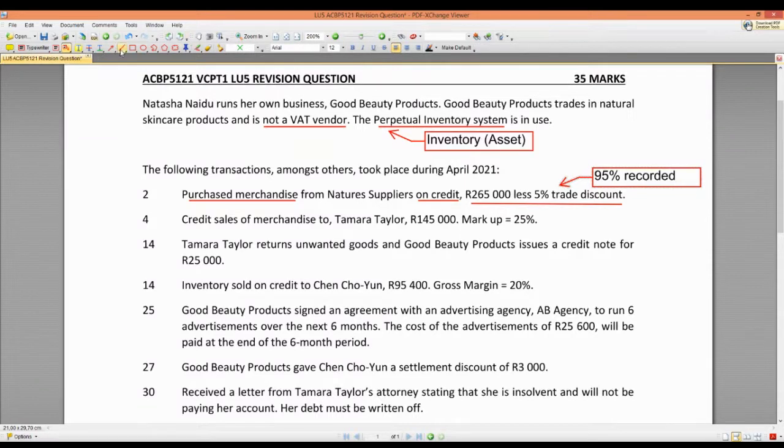Okay, then we've got credit sales of merchandise. So credit sales would be debtors for 1,445,000, and there's a markup of 25%. Okay, markup, remember, is on cost price. So cost price would be 100, markup would be 25, and sales price would be 125.